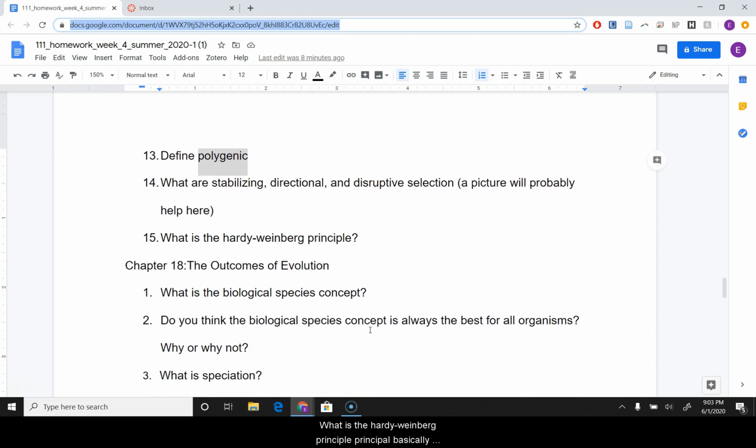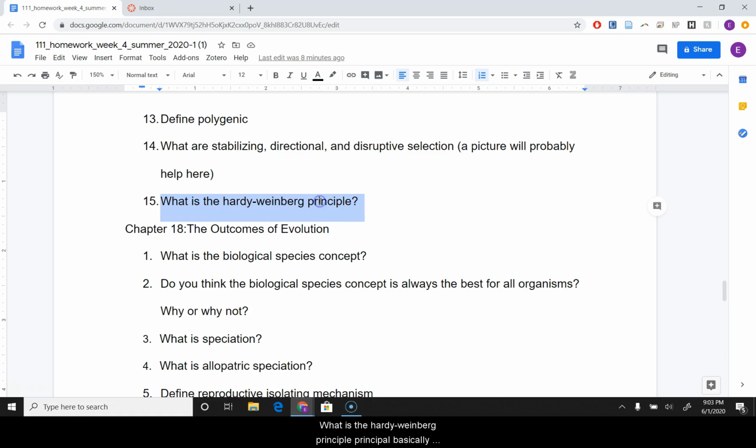What is the Hardy-Weinberg principle? The Hardy-Weinberg principle basically just states that if all of the requirements for the Hardy-Weinberg principle are true, then evolution is not happening. So what are the requirements? No mutation is taking place. No migration is taking place. No natural selection is taking place, which means no sexual selection is taking place. And the last one, the most confusing one, is that it's a large population. Why a large population? Well, a large population prevents genetic drift from happening.